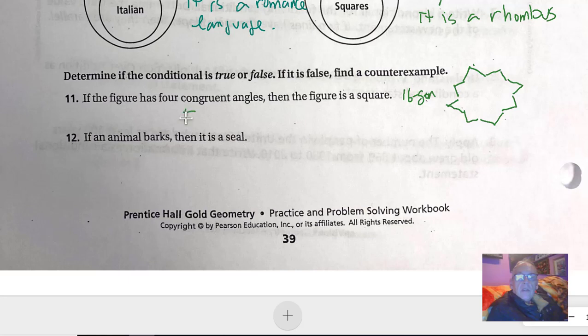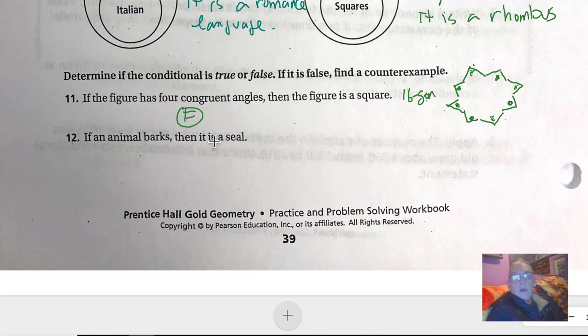So we could say that this is false because we can come up with a counterexample that has 4 right angles or 4 congruent angles. Possibly we could use these if we could make those equal. And there'd be an example that would shoot down it having to be a square.